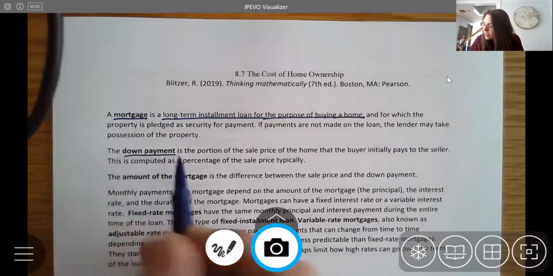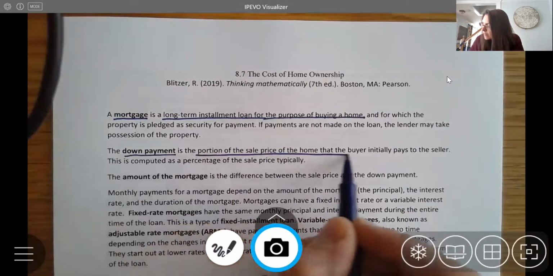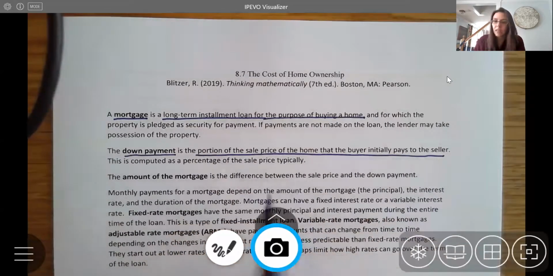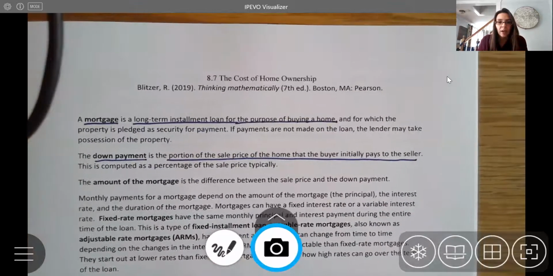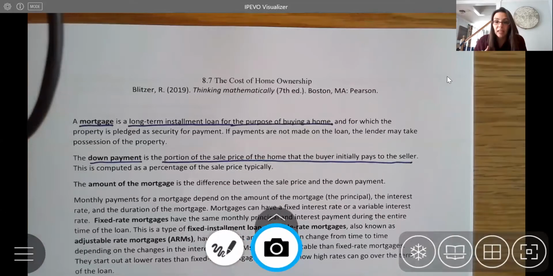Your down payment is the portion of the sale of the house that you pay to the seller. So you want to think of this as cash. So these would be your savings. So let's say you're buying a house and you have $10,000 saved for a down payment. So that's money that you're paying in cash. It's not for the loan.